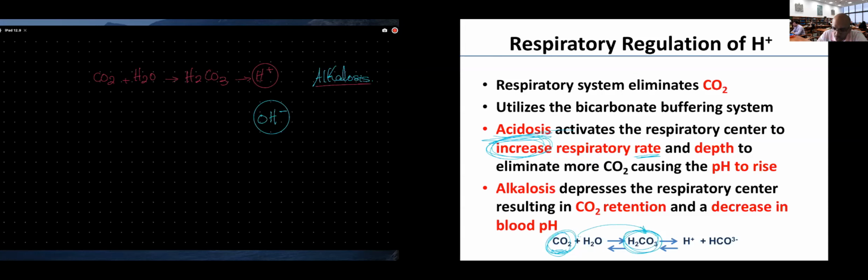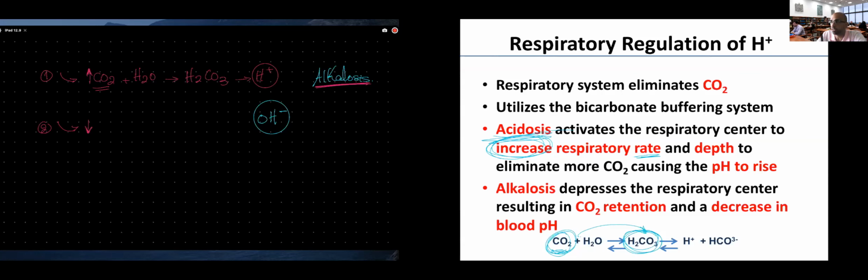So if you have alkalosis, would you like to increase the carbon dioxide or decrease the carbon dioxide levels? What do you think? So I'm asking a different question now. Would you like to increase carbon dioxide or decrease carbon dioxide? One or two? One, increase. Two, decrease. Right? Any other idea?